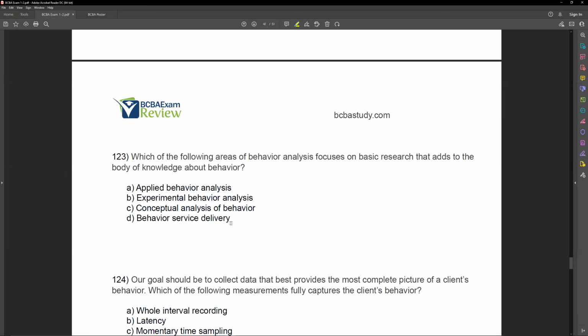And what about behavior service delivery? Well, that's when we're actually implementing. Our technicians do that. Sometimes we do that. So that's what we typically think of, and that's not what we're talking about here. When we're talking about the basic research that adds to the body of knowledge about behavior, we're looking at the experimental behavior analysis. Actually going in the lab, adding to research using contrived settings. Typically animal studies. We're doing experiments in a controlled environment just to give us more knowledge about behavior. And that's what we're talking about here, basic research adding to the body of knowledge about behavior.